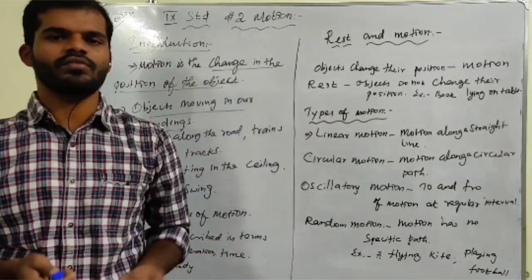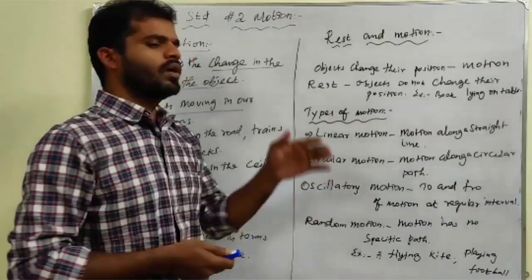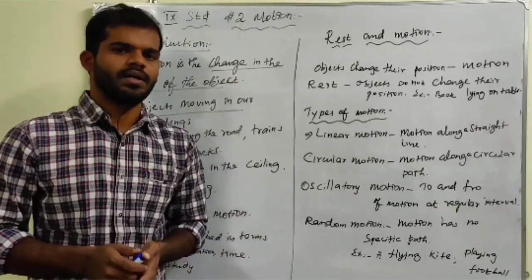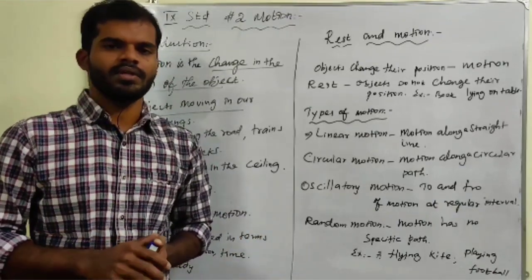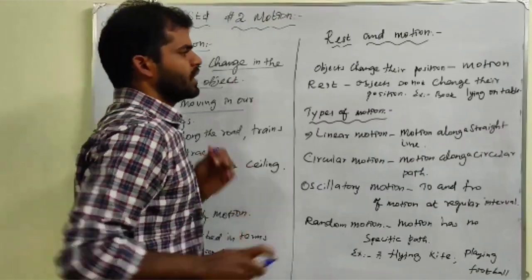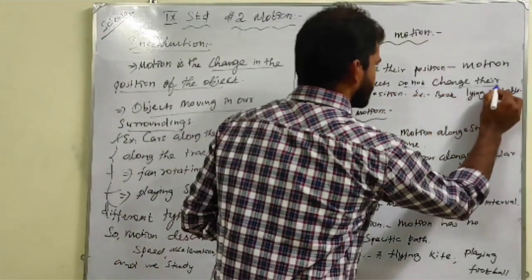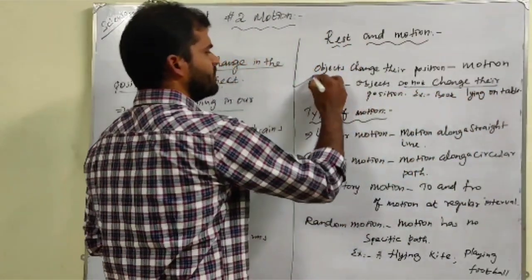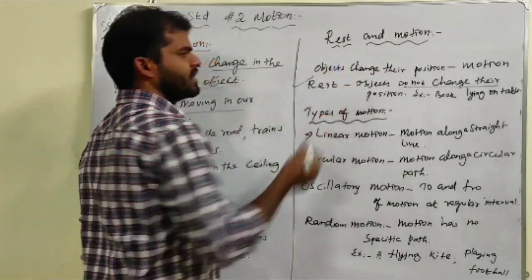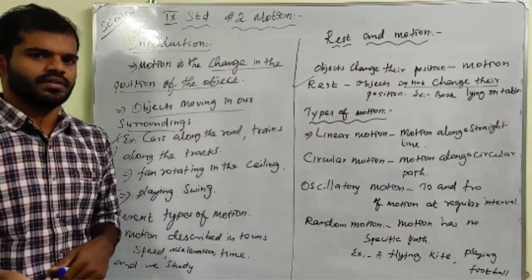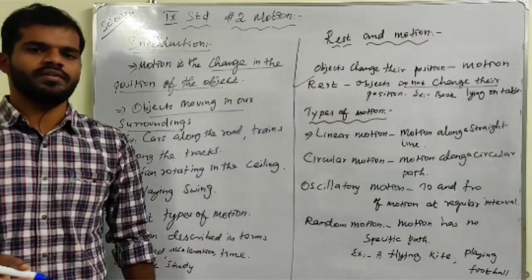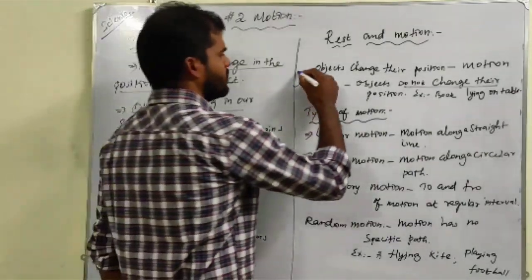As you know very well, what is called rest? Rest is nothing but the object is not moving. For example, when I place a book on the table, unless I disturb it, that object will never move. That is called rest. So objects do not change their position. Not changing position is called rest. What is called motion? Motion is nothing but an object changing its position with respect to the surroundings. An object changing its position with respect to the surroundings is called motion.